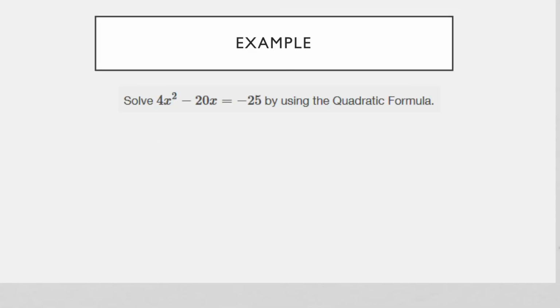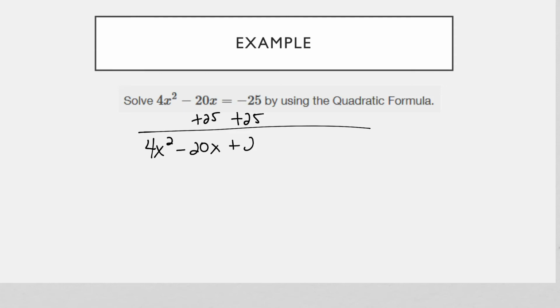All right, let's take a look at this one. So let's see here. It's not written in standard form. We need to get it that way. So we have 4x squared minus 20x plus 25 is equal to 0. You're probably thinking, I think we can factor that, but we're not going to. We're going to use the quadratic formula, okay? So here goes the quadratic formula. Our a is 4, our b is negative 20, and our c is 25, okay?